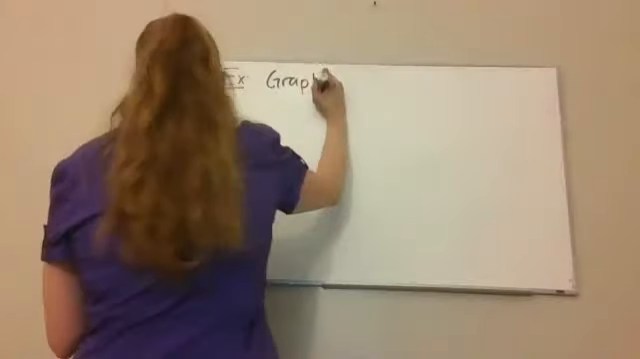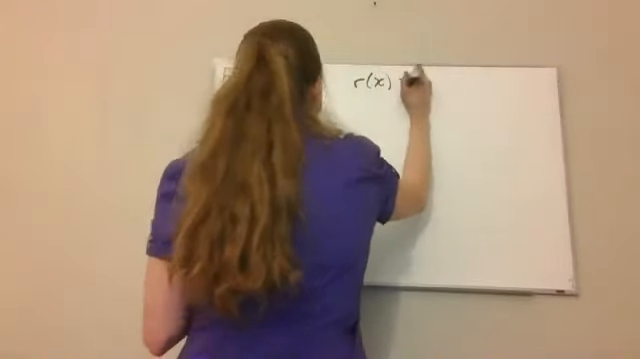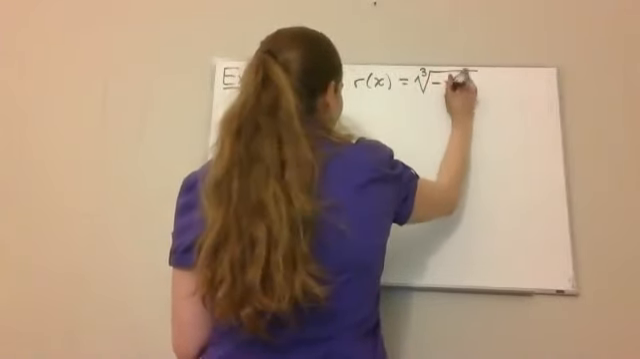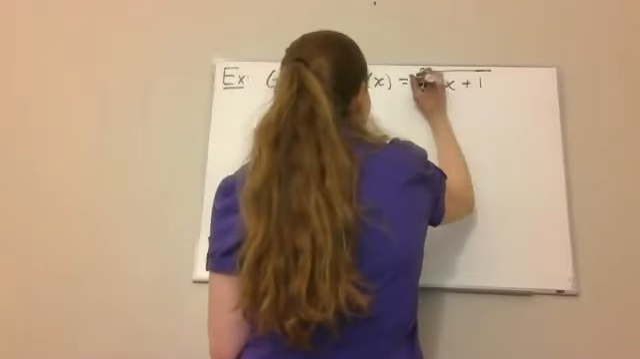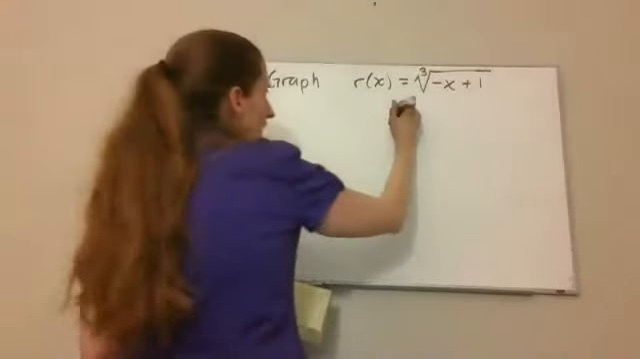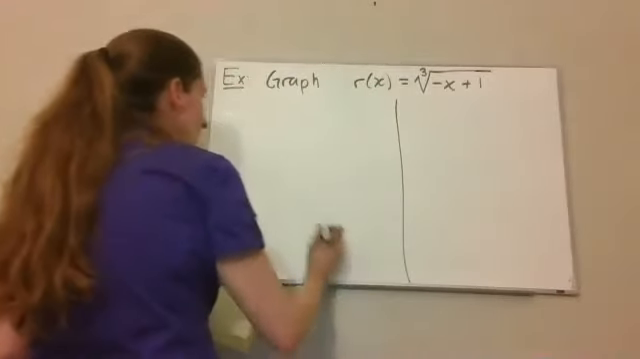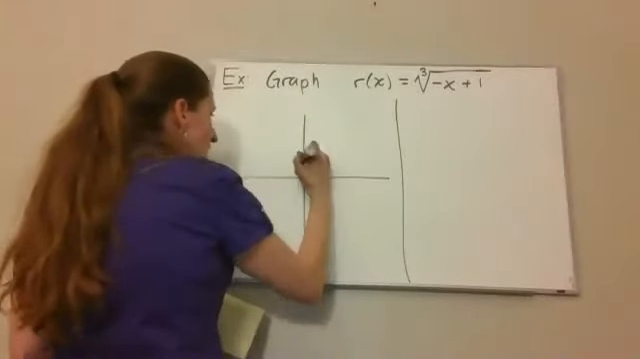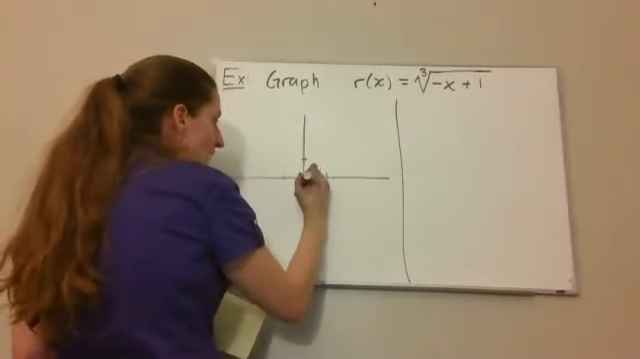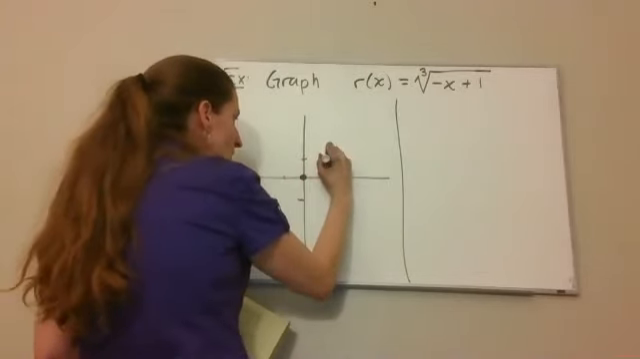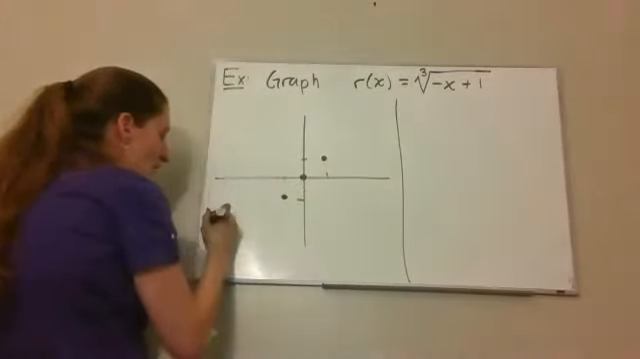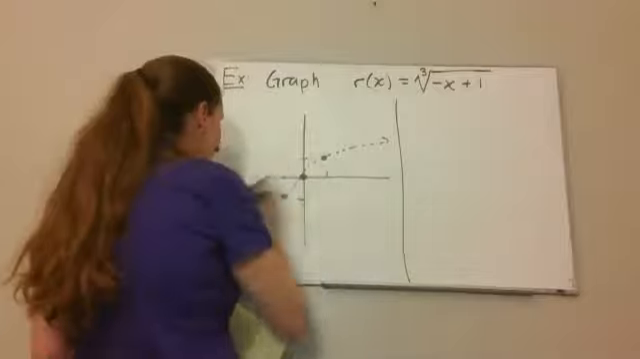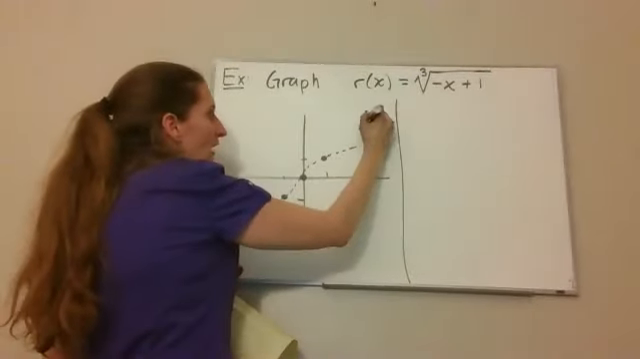Let's graph the function r of x equals the cube root of -x plus 1. So we're going to have to write down our transformations, and we're going to have to look at what happens to our original graph. So remember what the cube root graph looks like: a point at 0, 0, 1, 1, -1, -1, and sort of an S-type shape like that. This was my cube root of x.